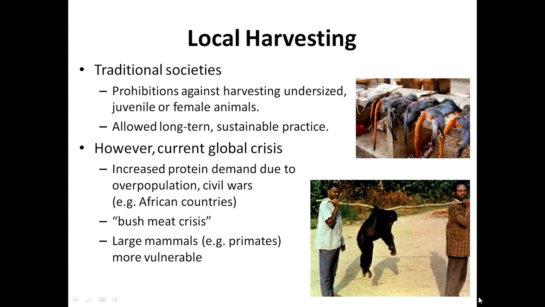So in this picture you can see a harvested chimpanzee, and this is a bushmeat market in South America with a bunch of capuchin monkeys.